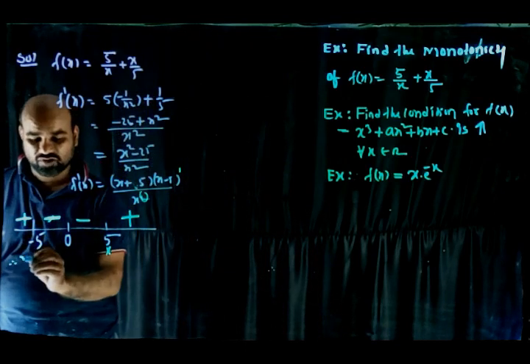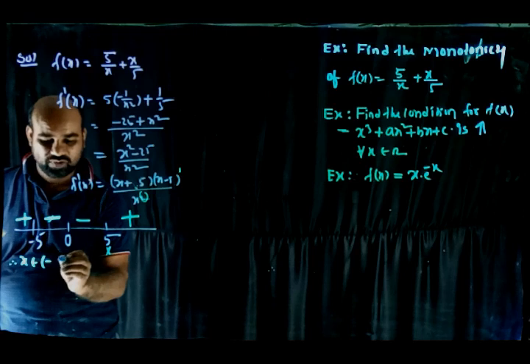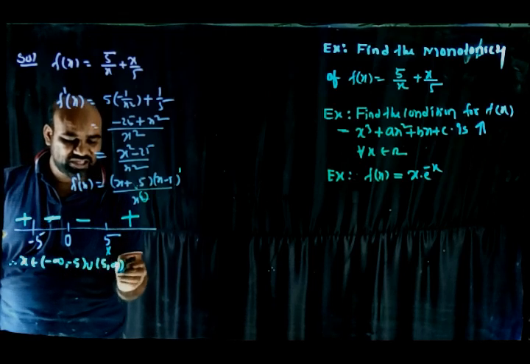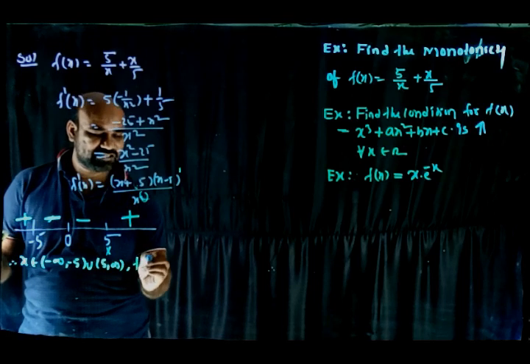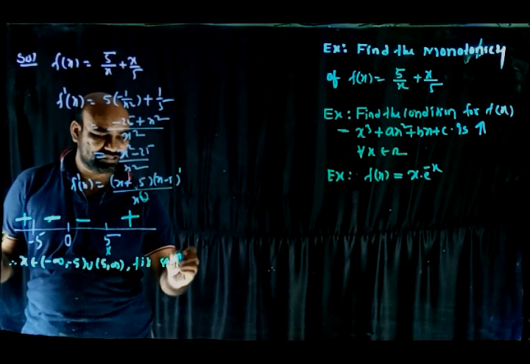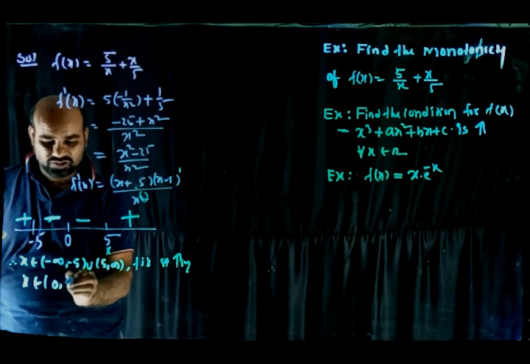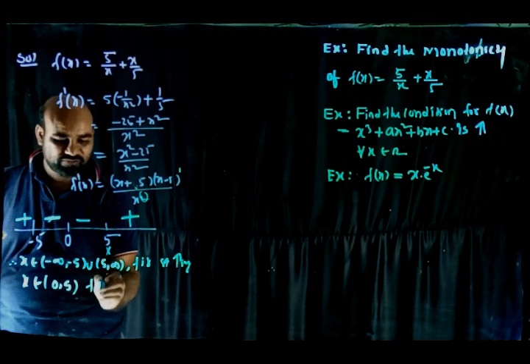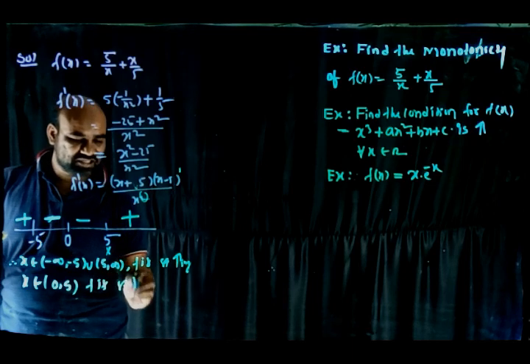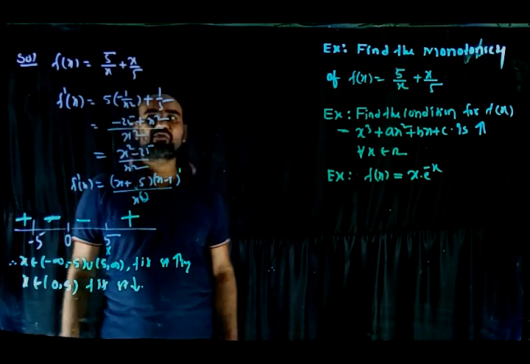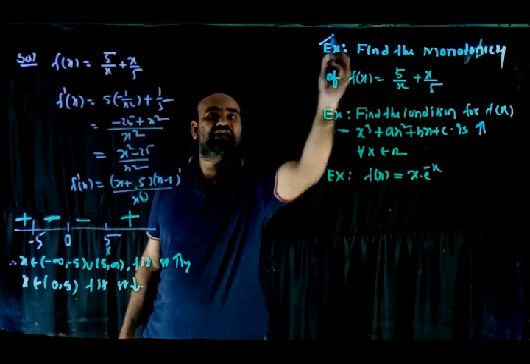Monotonicity. Therefore, for x belonging to minus infinity to minus 5 union 5 to infinity, f is increasing, strictly increasing. Next, for x belonging to 0 to 5, f is strictly decreasing. Okay, this is the answer for problem number 1, completed.